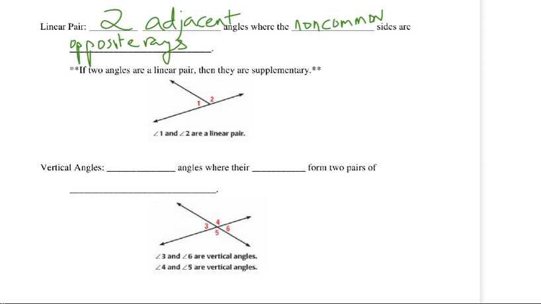And if you look at it, that means that these two angles then will be supplementary. So if two angles are a linear pair, we know they're supplementary. And because they're supplementary, then we know that they will add up to be 180 degrees as well.